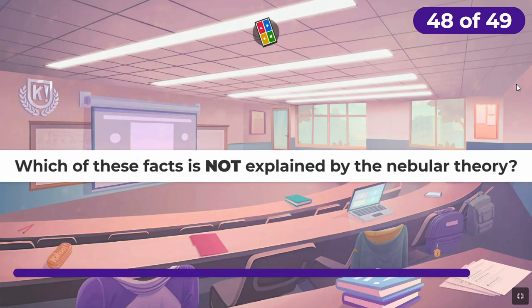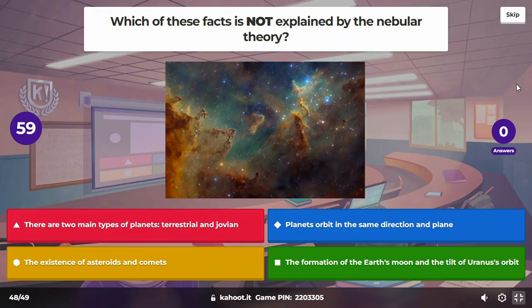Which of these is not explained by the nebular theory?